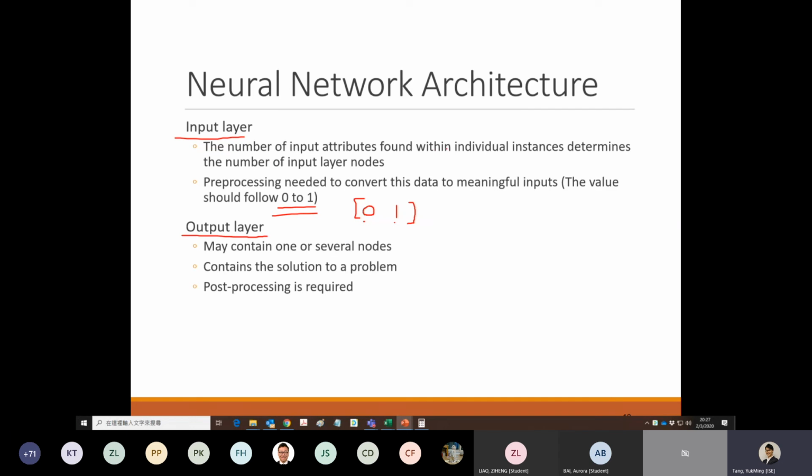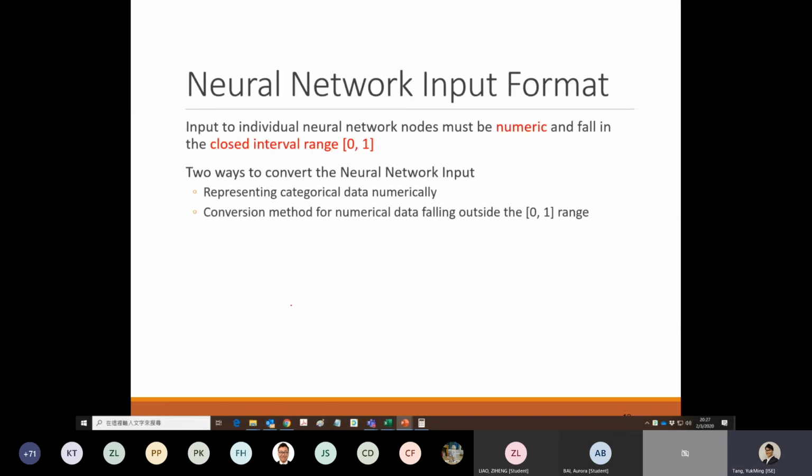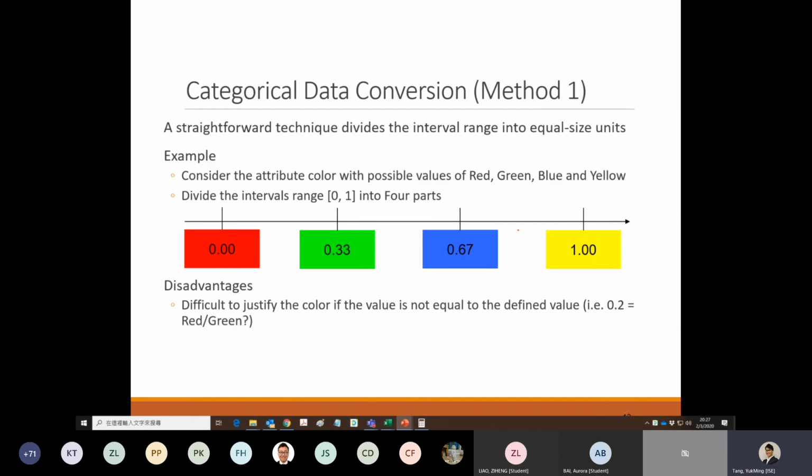In this case, we need some pre-processing in order to input the information to the neural network. And after we calculate the result, we need some processing to go back and come up with the solution. As mentioned before, we need numeric values in the range 0 to 1. For example, if the input is red, green, blue, yellow, these are categorical data.